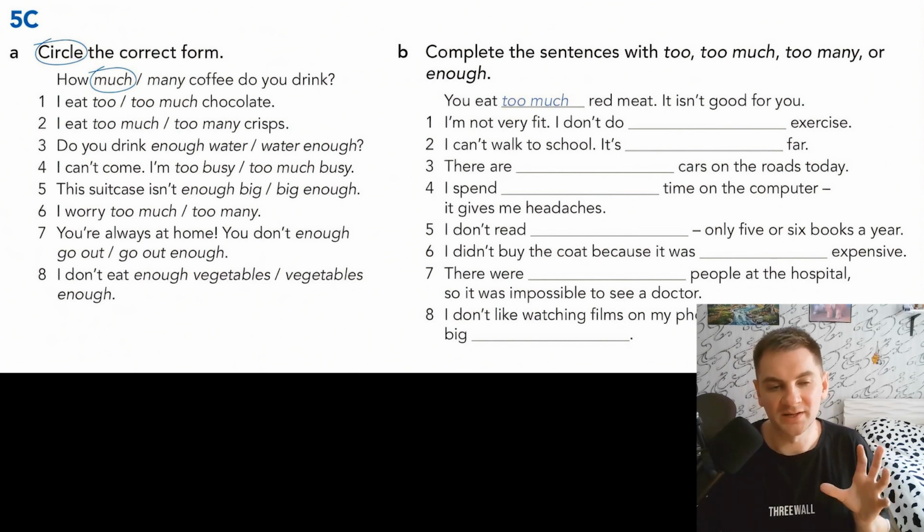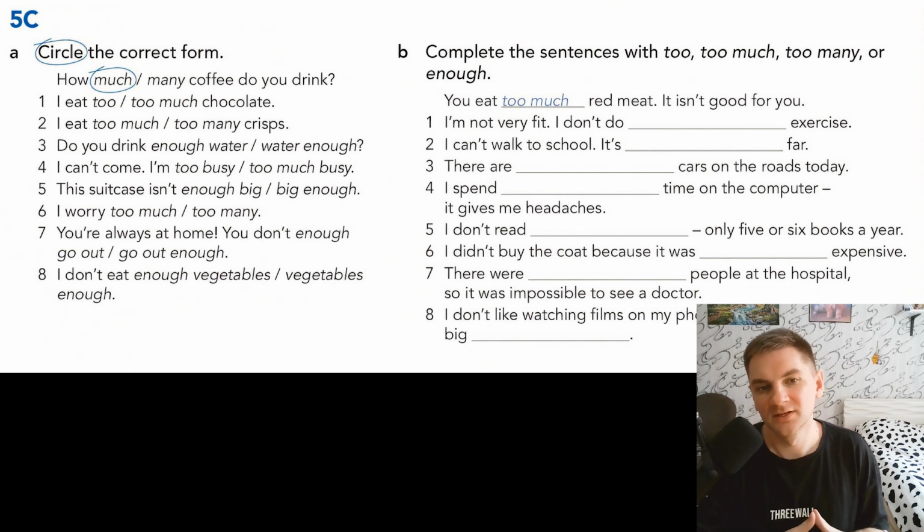Part A. Circle the correct form. How much coffee do you drink? How many coffee do you drink? You see how much is circled here. And number 1. I eat too chocolate or too much chocolate. We use too much chocolate. You will continue this list.